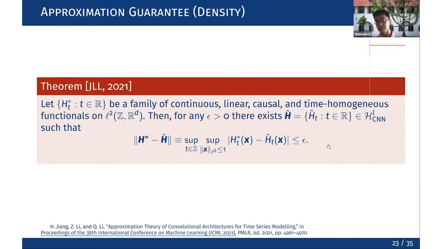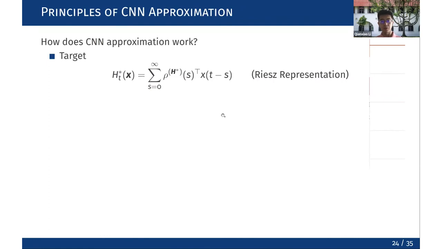But again, this is just a guarantee, not that interesting. What's more interesting is what kind of functionals are easy to approximate using convolutions. To investigate this, we need to see how this CNN approximation actually works. Again, we think about a linear target functional. We use the Riesz representation. We can show that there's some function rho that is essentially equivalent to the sequence, and it's just a convolution.